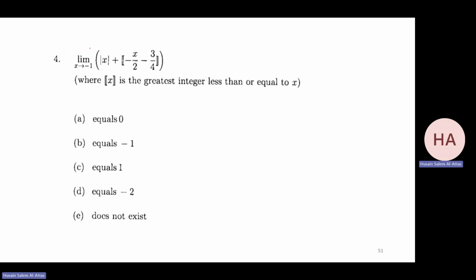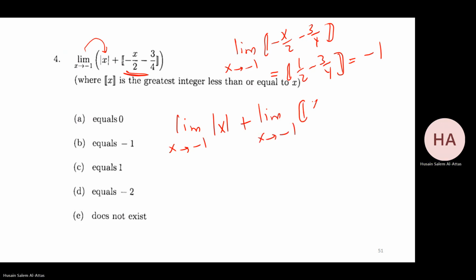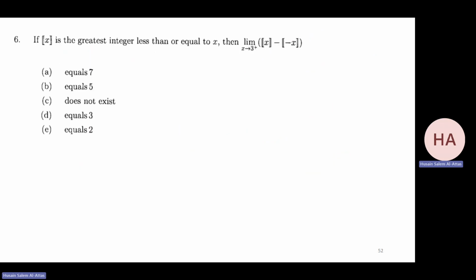Here, we can distribute the limit, because it's easy, nothing to worry about. Here, we have non-integer. If we substitute, you'll get what? Greatest integer of half minus 3 over 2, which is non-integer. So we can find it: half minus 3 over 4 minus half. So the answer is minus 1. So the limit will be limit x goes to minus 1 of absolute value of x plus limit x goes to minus 1 of this greatest integer, which is 1 minus 1. So the answer is 0.